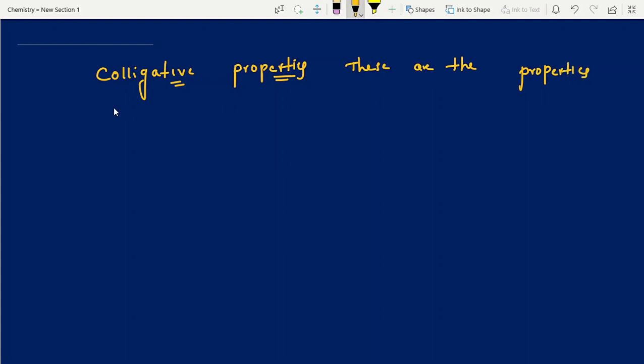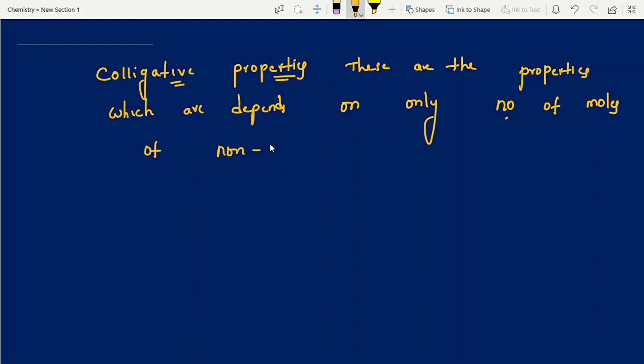which depend only on the number of moles of non-volatile solute. If you add more particles, it depends on the number of particles.